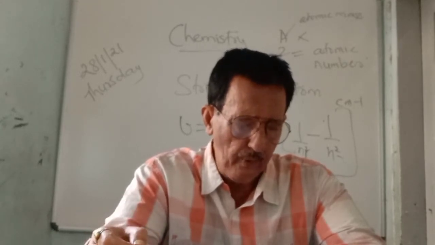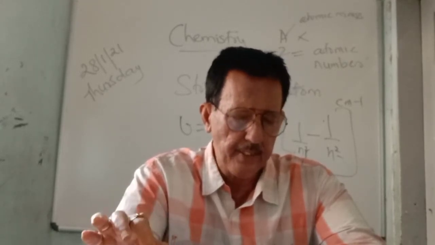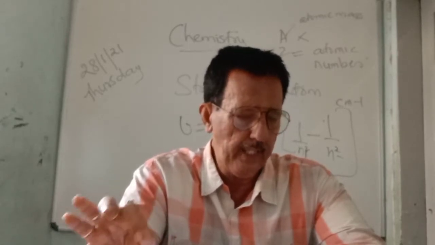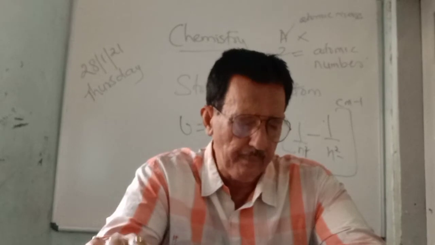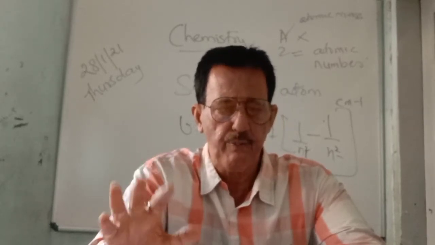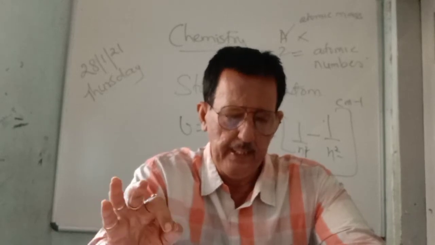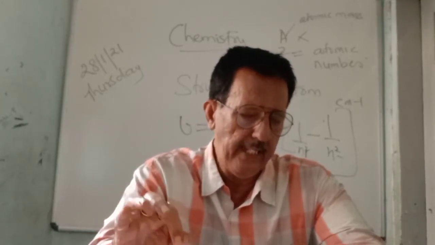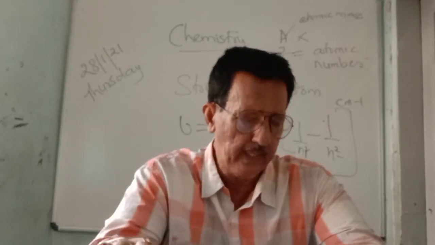According to Rutherford, an atom consists of a positively charged nucleus which is surrounded by a system of electrons. They are held together by an electrostatic force of attraction. He failed to explain the stability of the electron and the line spectra of an atom.